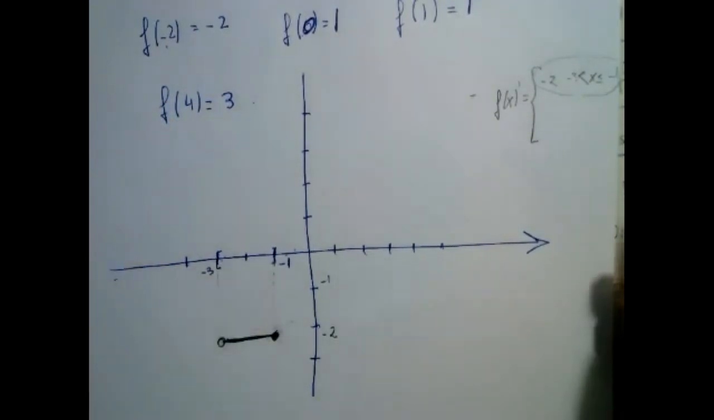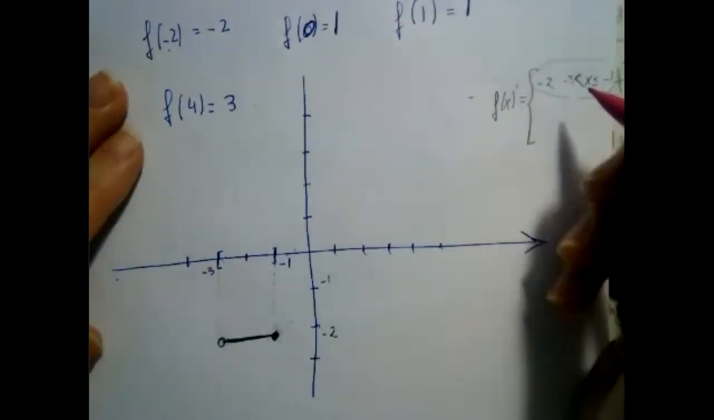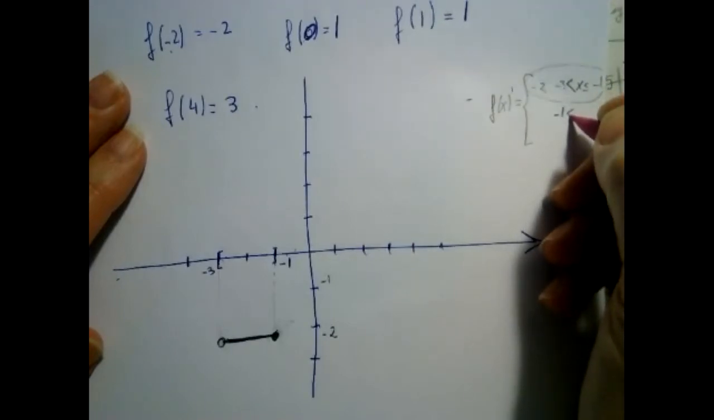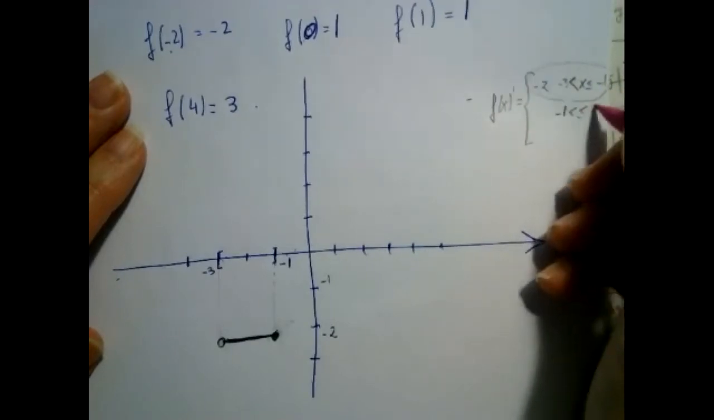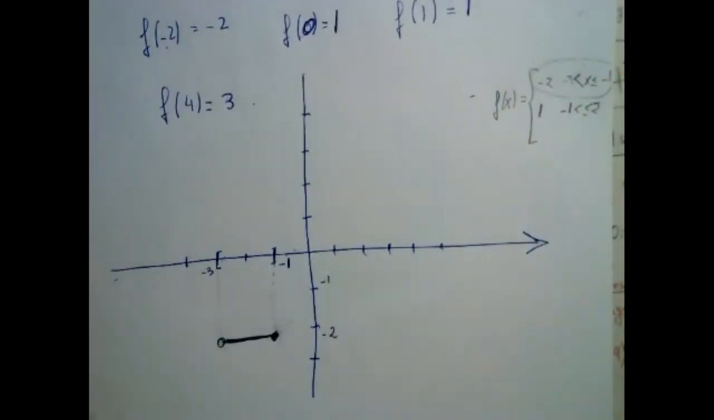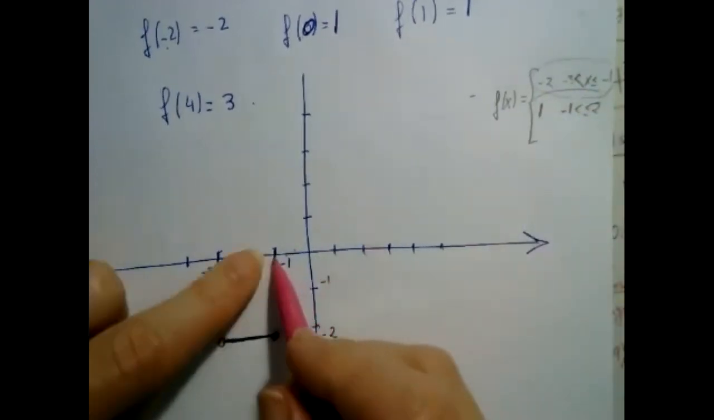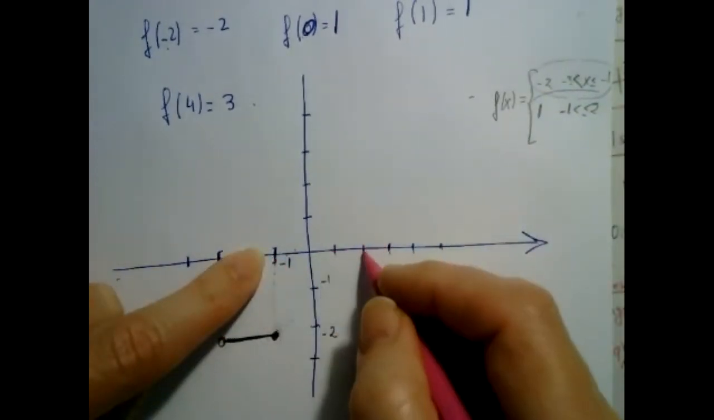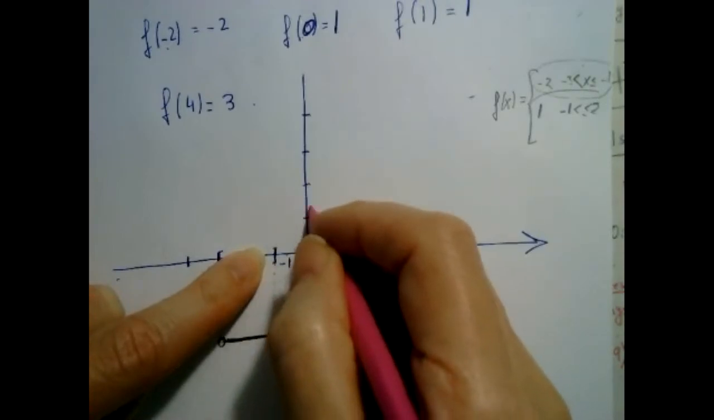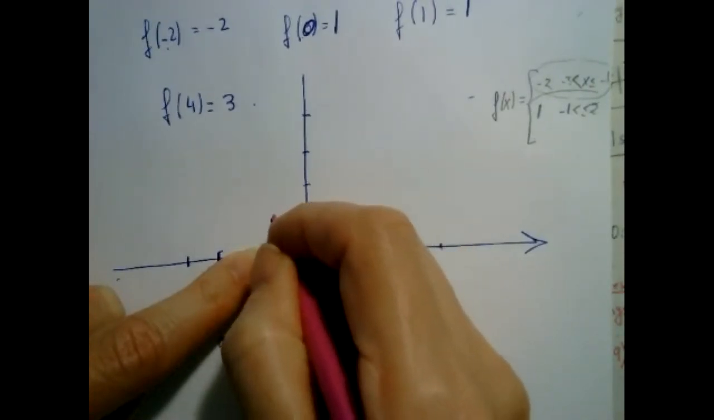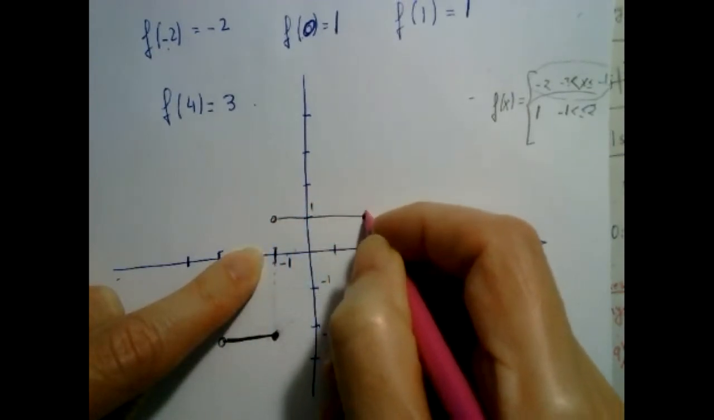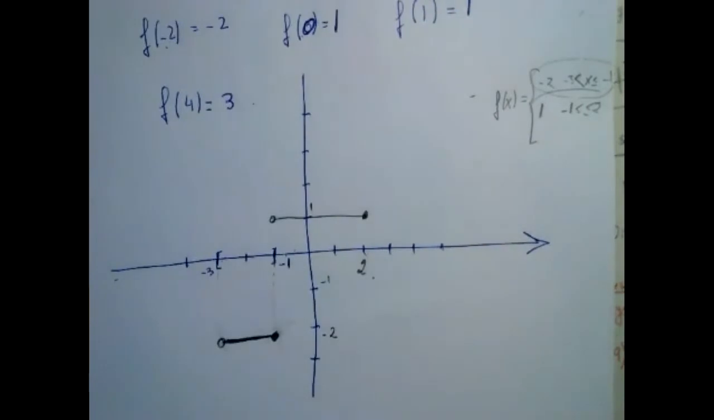Now the second piece, between -1 and 2. It's 1. If x is between -1 and 2, the output is always 1. So at -1, that's a 1. Again, it's constant. It's piece by piece. So that's 2. That's the second piece.